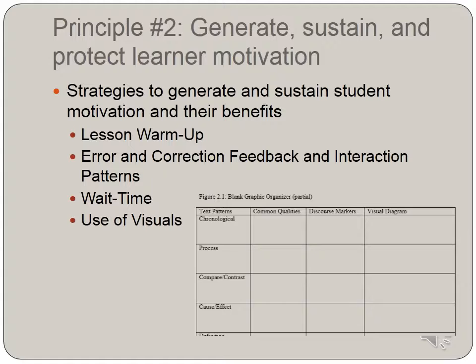Here's one benefit of each of these strategies. Lesson warm-up introduces the objectives of the lesson and sets expectations so that the students feel like they're able to predict what will happen next as they go through each part and feel like they're grounded in the process. Error and correction feedback and interaction patterns that are ideal can create basic motivation conditions in the classroom by fostering a pleasant and supportive learning environment.